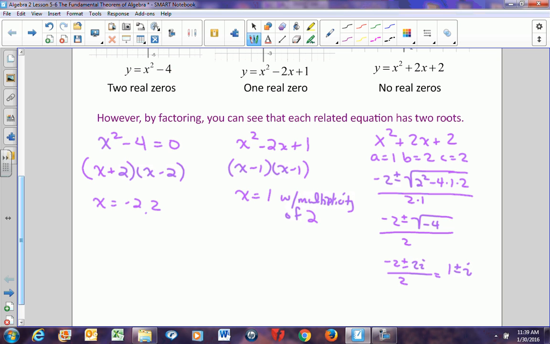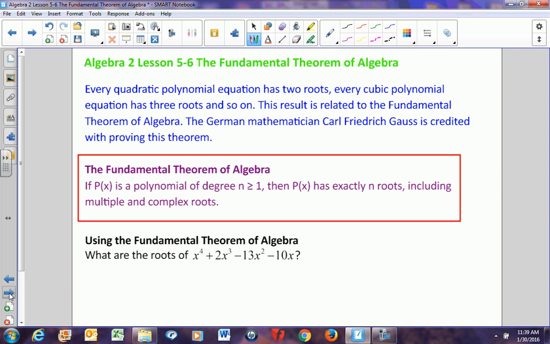So we can see that each one of these equations has two roots. This is two roots, this is two roots because it has a multiplicity of 2, and these are two roots. This is two real, this is one real but it appears twice, and this is two complex. So every quadratic polynomial equation has two roots. Every cubic polynomial equation has three roots, which means every quintic has 5, etc.